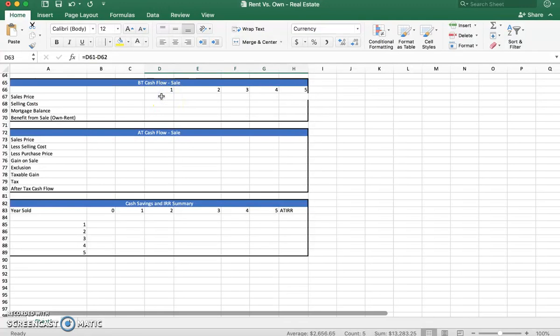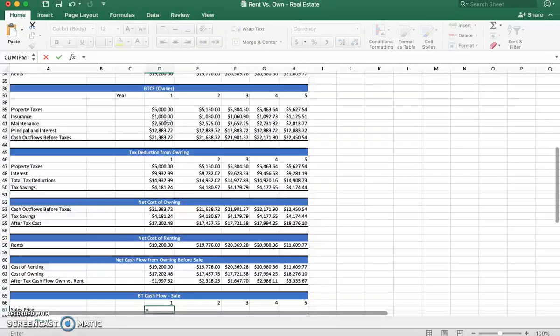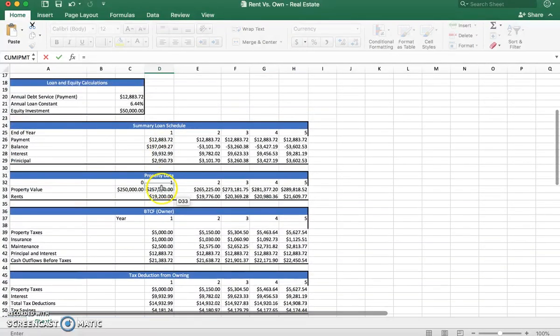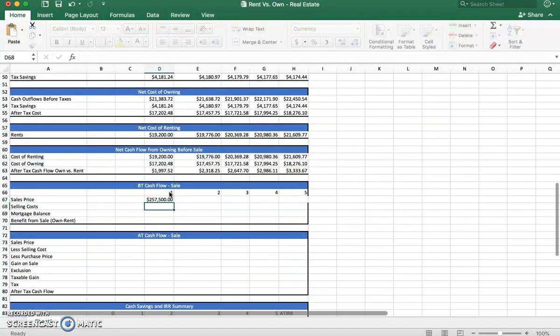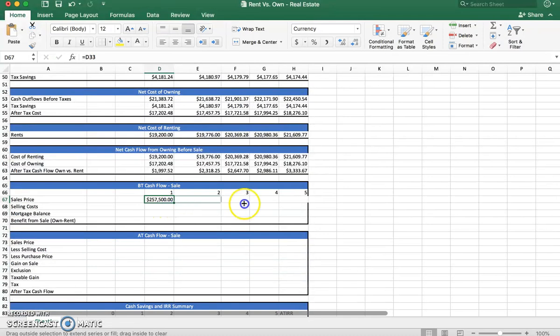Alright, our next table is going to be the before tax cash flow. So we'll start here with the sales price. We've created this before as well. We're going to pull it from the property data table above. Right here, we're looking for our property value in year one. So that's perfect. Enter that, pull that all the way across.